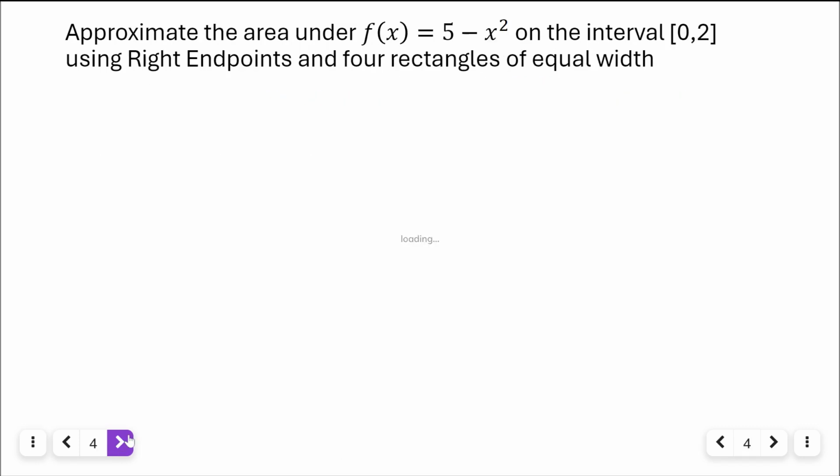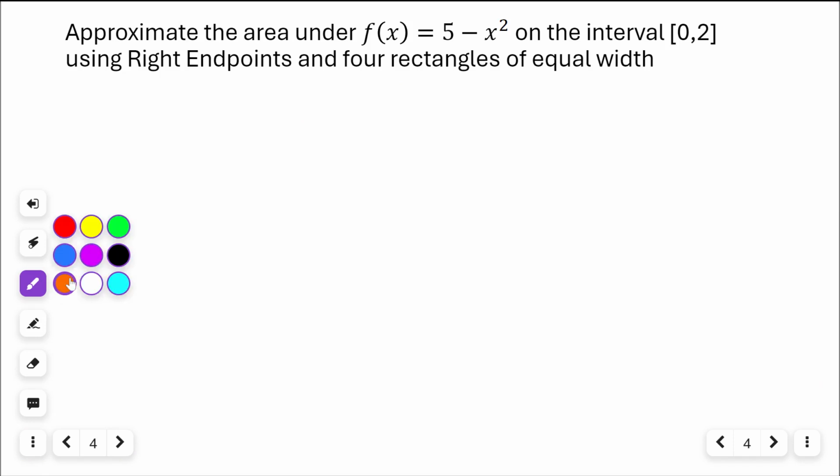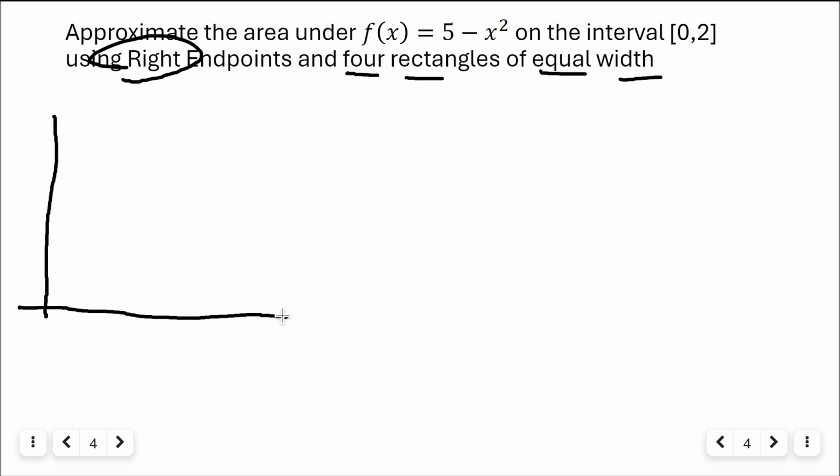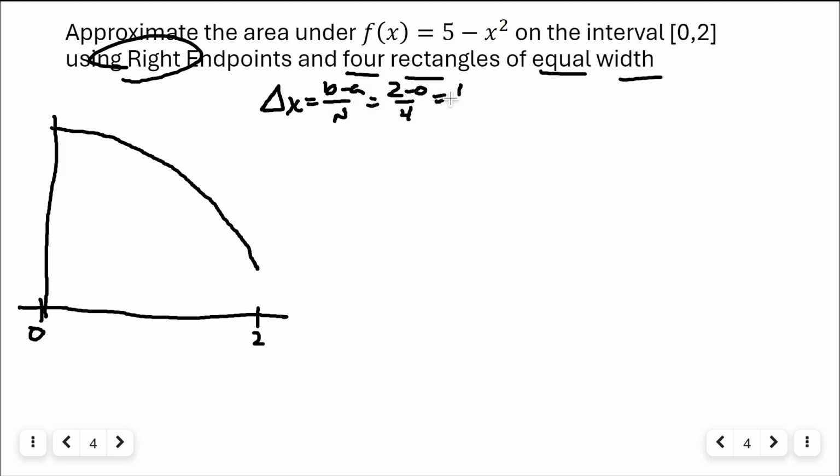Okay. Because now I want you to approximate the area underneath the curve 5 minus x squared between 0 and 2 with 4 rectangles of equal width using right endpoints. So basically, we're going to repeat the same process, but now we are going to work from the right. All right, so we have to divide up our x-axis. We have 2 units to work with, so delta x is going to be b minus a over n. So that's 2 minus 0 over 4. So that's half a unit each. So we have 0. Next is a half. Next is 1. Next is 3/2. And finally, we have 2.